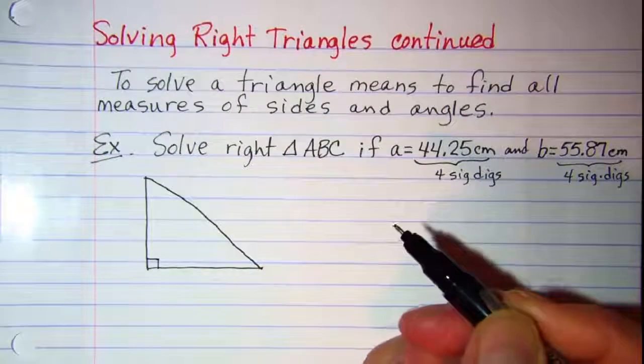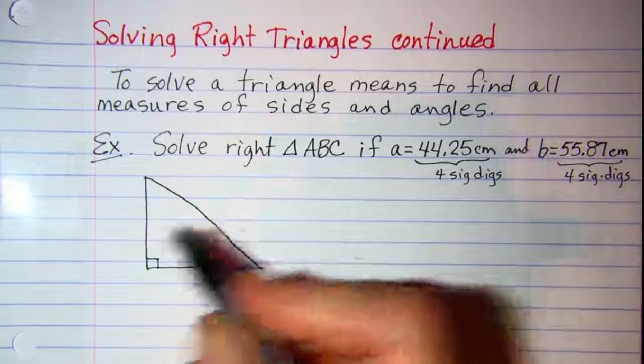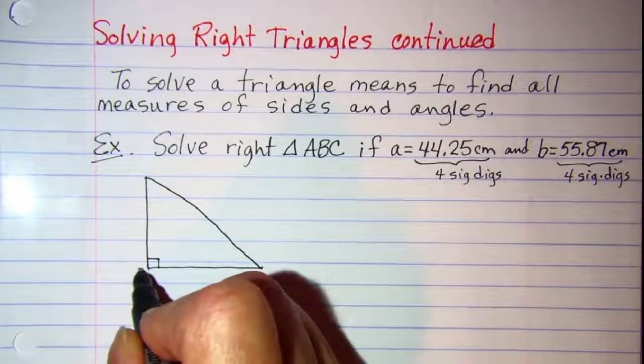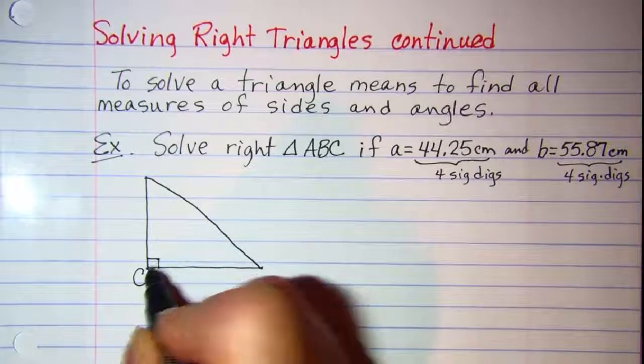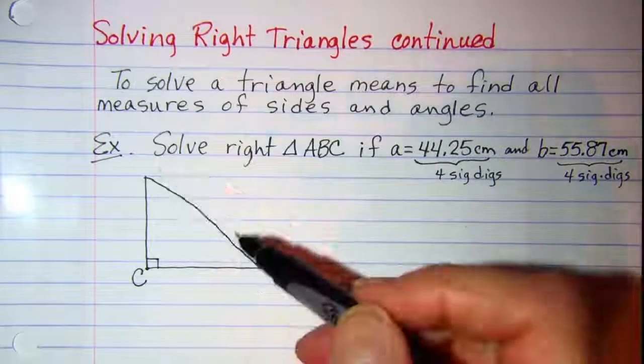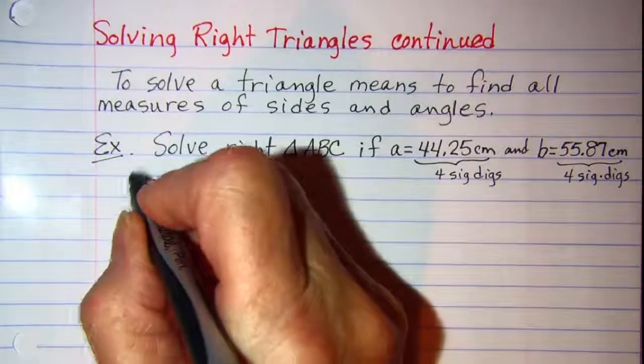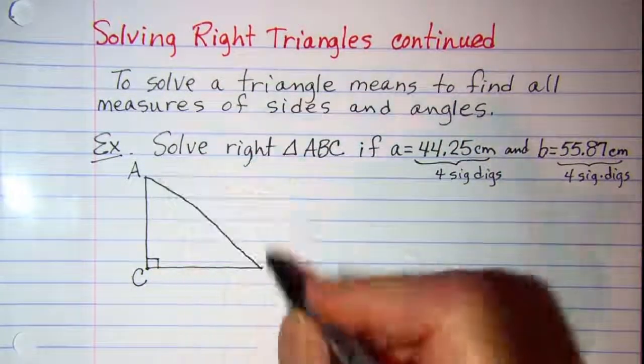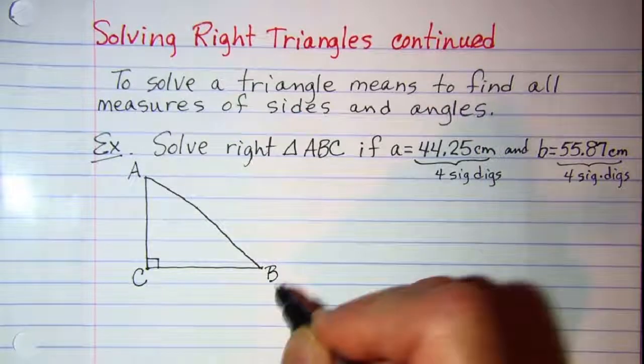Whenever we label our right triangle, we need to make sure that we put point C as the vertex of our right angle. But then A and B, it doesn't matter. We can put A at the top and B at the bottom, or vice versa.